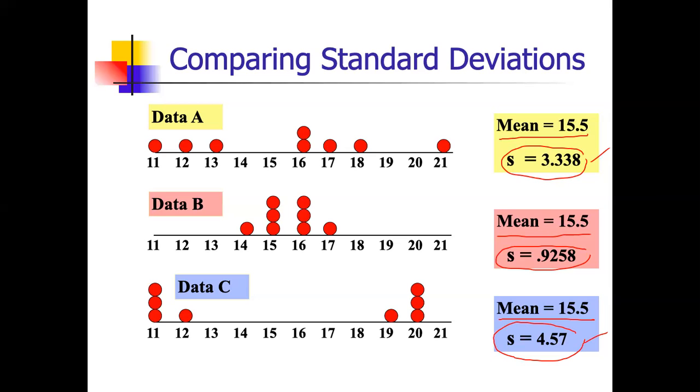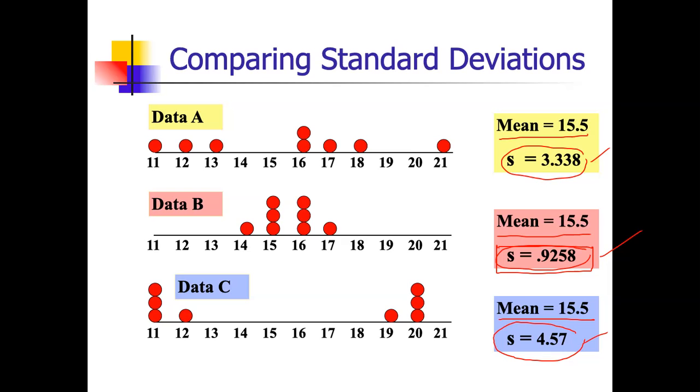If we examine our data A, B, and C, we refer to the data set wherein the standard deviation is the least, and that is taken from our second data set, data B, because its standard deviation is 0.9258, which is the smallest among all of them. So let us observe how the data values are distributed in data B.